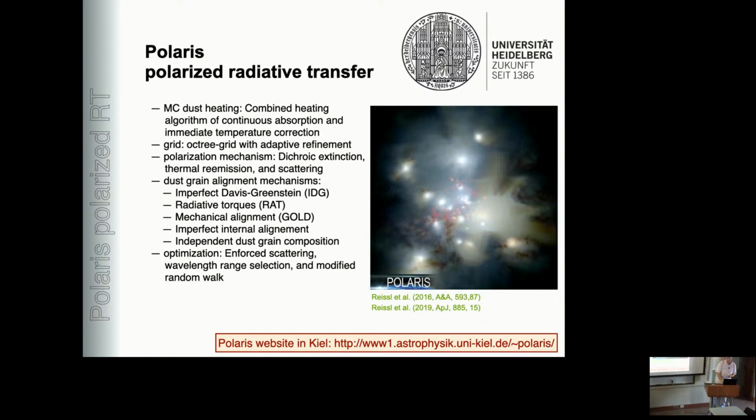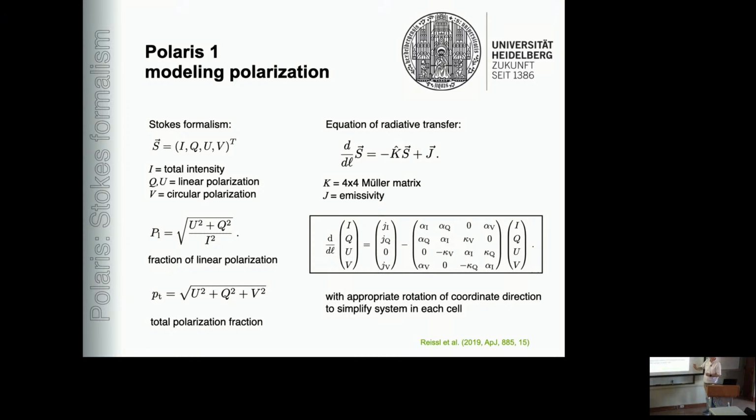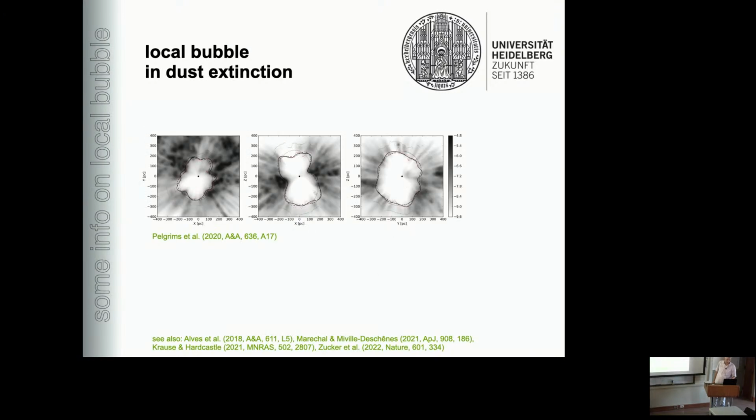And then, if you understand it, you need to do the radiative transfer. So all of this, at least our current understanding, which is coarse, I would say, is incorporated in this Polaris radiative transfer code. So if you ever want to really understand or model radiative transfer of polarized dust emission, then I would recommend you to take this code. Stefan Reissl is a postdoc in Heidelberg.